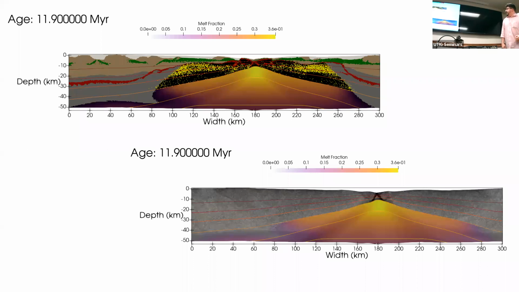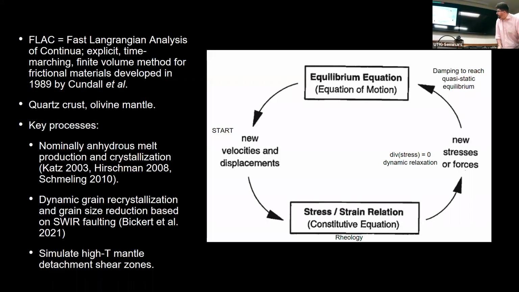And keep that in mind as we move on to the next segment, which is the numerical modeling results. I'm not going to spend a whole lot of time talking about how the numerical model works. It's just a little bit of background. Developed in '89 by Cundall et al. It's time marching, explicit, finite volume. It's been used and modified and evolved over the last 30 years to do all sorts of two-dimensional geophysical simulations for the lithosphere.